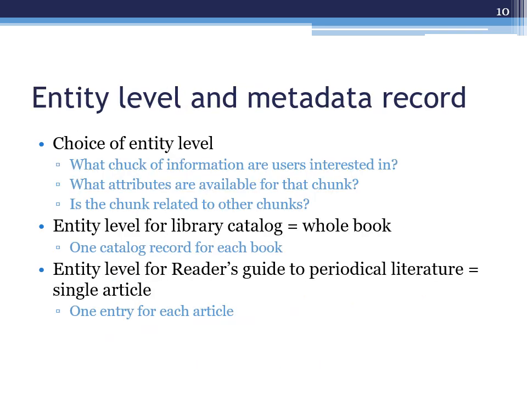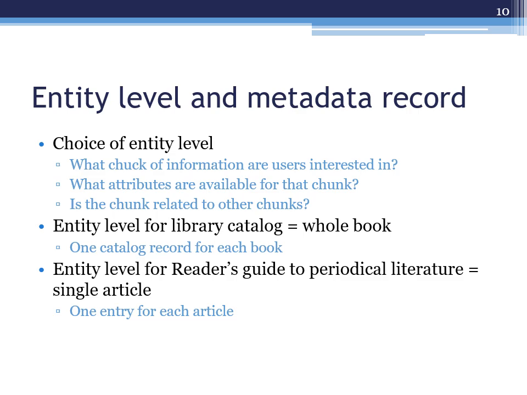So in order to make a metadata record, you should choose first the entity level. You need to think about what chunk of information users are interested in, what attributes are available for that chunk, and whether the chunk is related to other chunks. So you need to think about the relationship too, right?